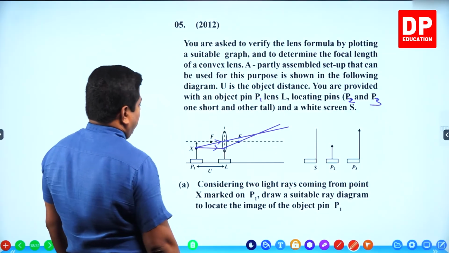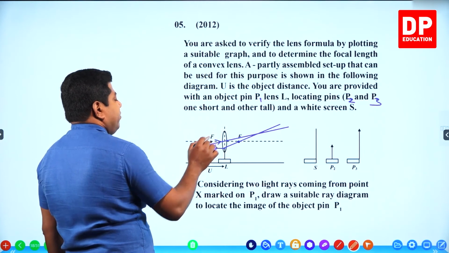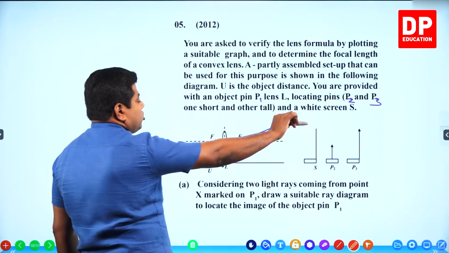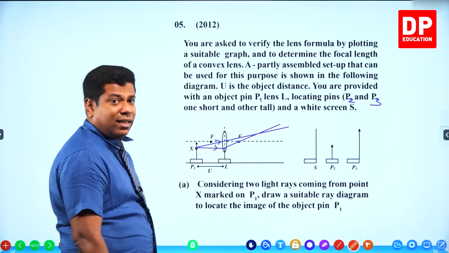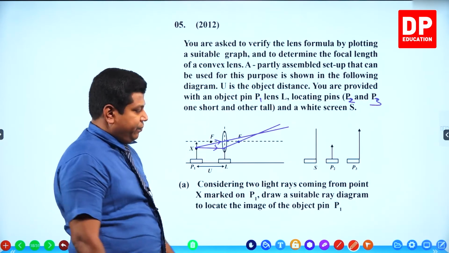Next one. Or maybe you can draw another one, a line going through the focal point. If it goes through the focal point, then it has to be parallel on the other side. If you can draw that also. They ask you only 2 lines. This is enough.